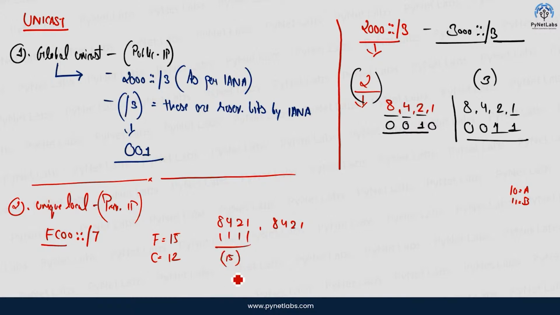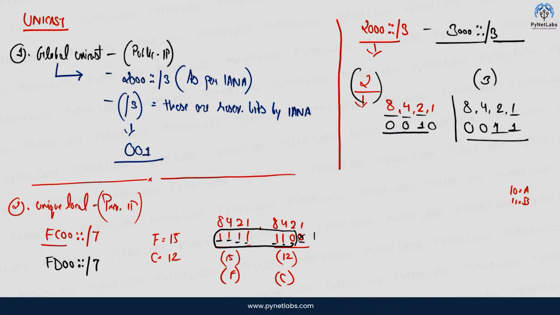So this is going to be my F value, and with 8421, if I want to convert C, simply 8 plus 4 will be 12 and the rest of the values will be 0. So this is going to be 12. So for FC, we got the conversion. Now as per IANA, if you count 1, 2, 3, 4, 5, 6, 7, this first 7 bits will be reserved. Now there is one equivalent value. If the next bit is 1, then the prefix will become FD00::/7.